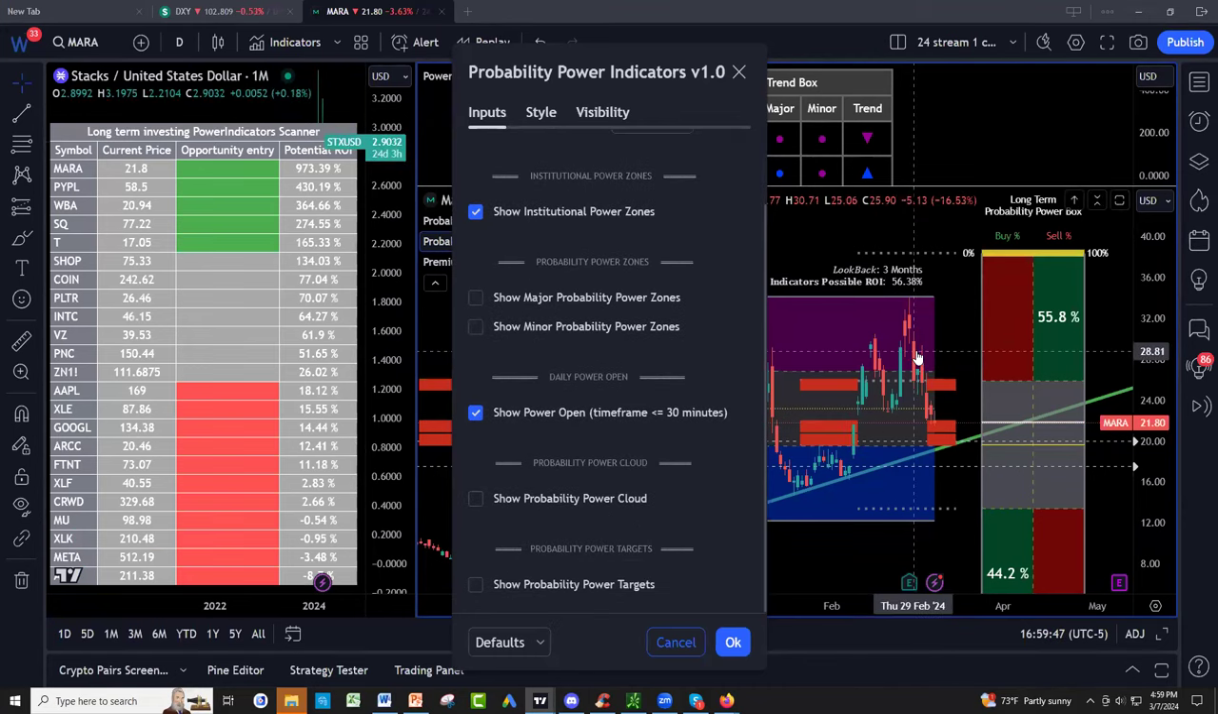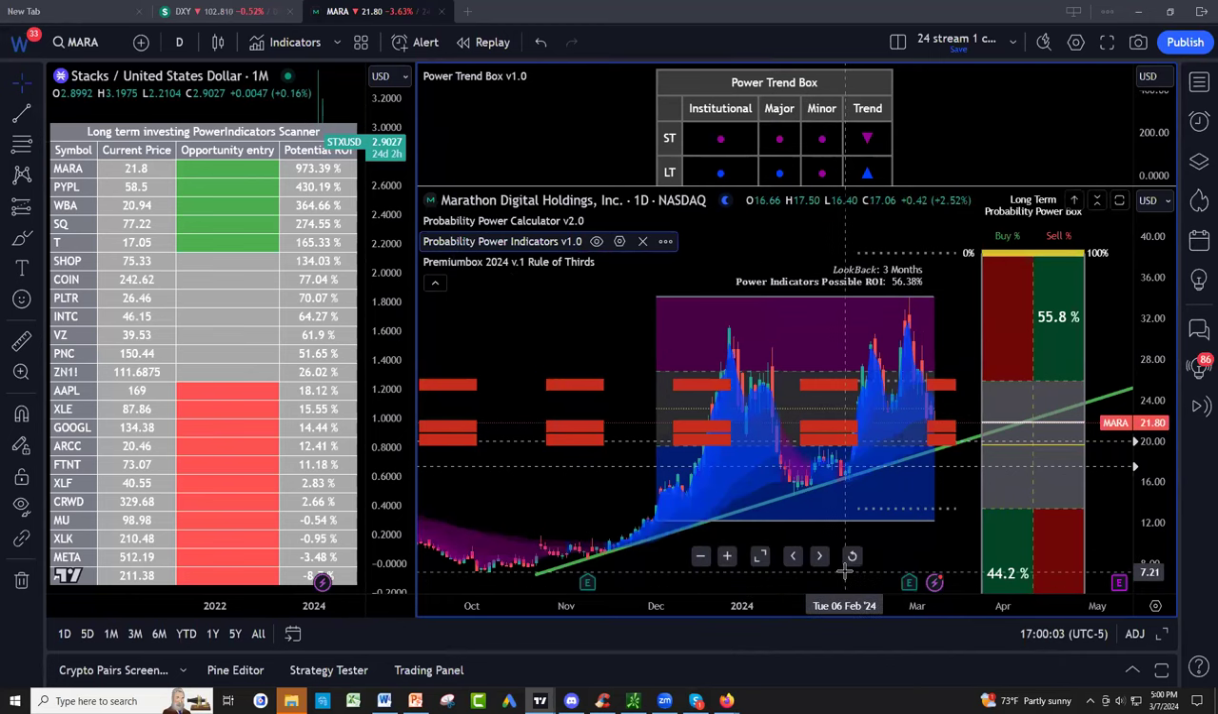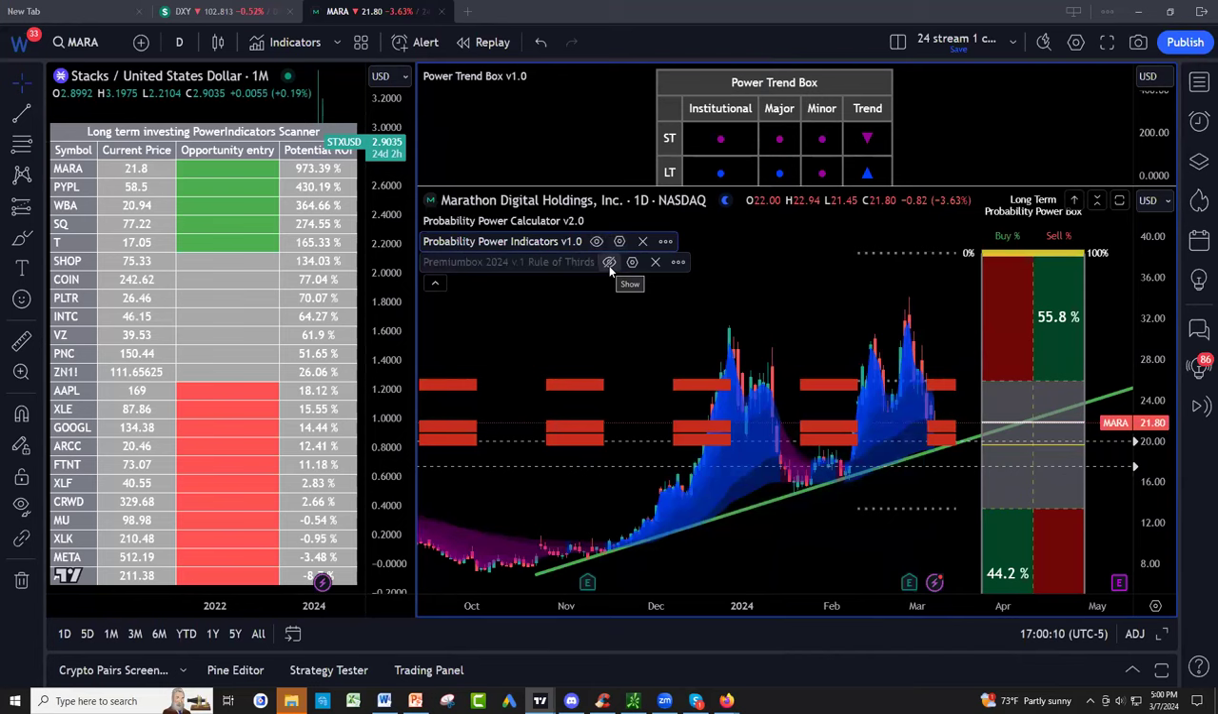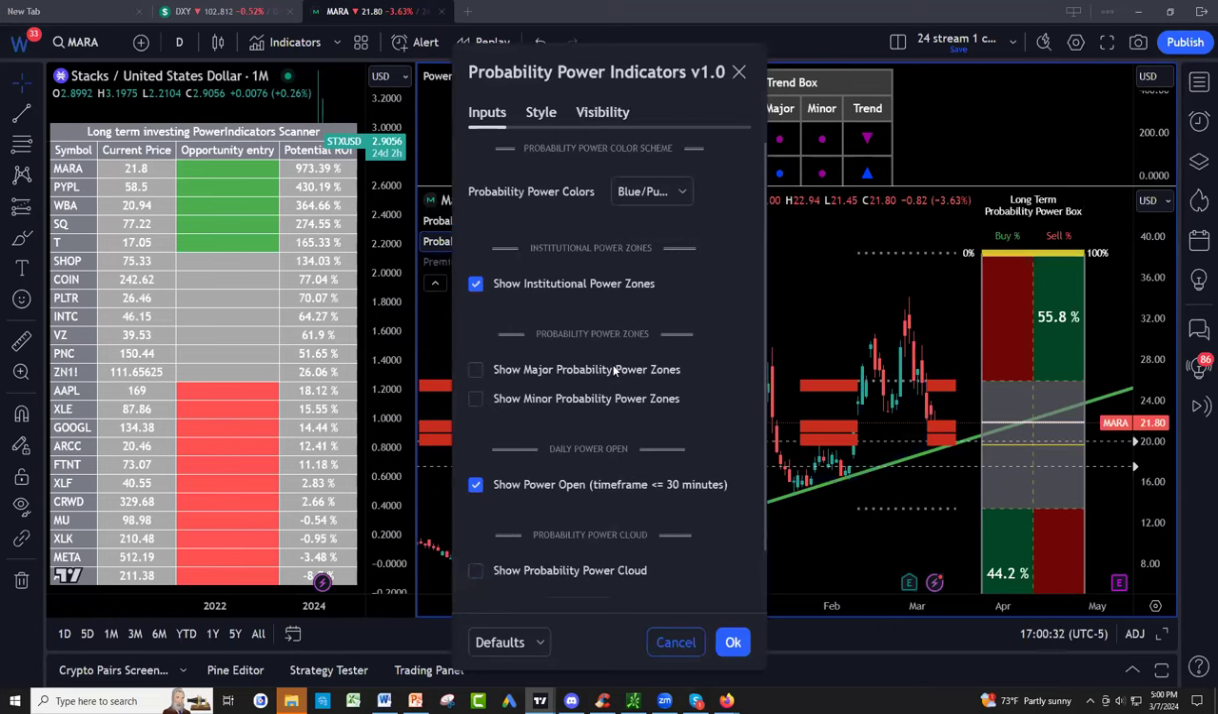Do not use the power cloud with the probability power rule of thumb. They are going to conflict. If I put the cloud on top of this, it's going to make everything fuzzy. So you don't want to do that. Look, see? Yes, you can see the blue cloud. You can see some edges of the blue cloud, but you have to choose. Do you do the blue cloud or do you do the probability rule of thumb? I prefer the rule of thumb. It's a lot better. It's a lot less emotional than the cloud. Are we clear? So therefore, on long-term investing and swing trading, I do not use the cloud. Okay, very important concept here. So I remove the cloud, and those are my settings.